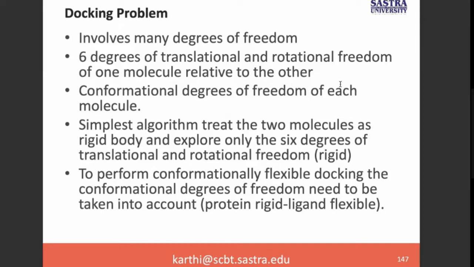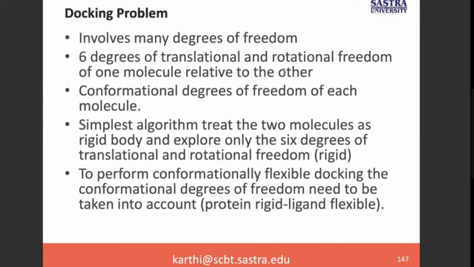Coming to the docking problem, it involves many degrees of freedom. Generally speaking, we have to consider at least 6 degrees of freedom: 3 corresponding to translation and 3 to rotation. If we take the protein molecule, we can move it in the X, Y, Z direction. We can move the ligand molecule in the X, Y, Z direction. That is what is called translation.